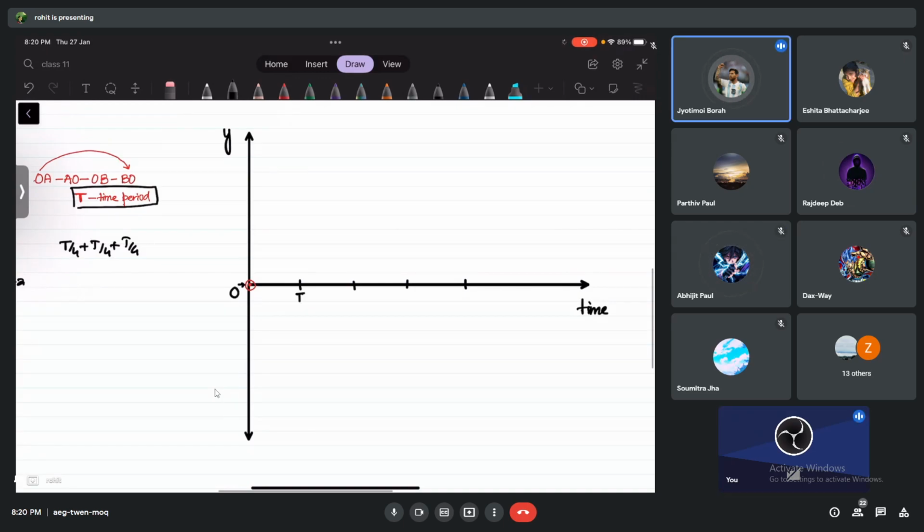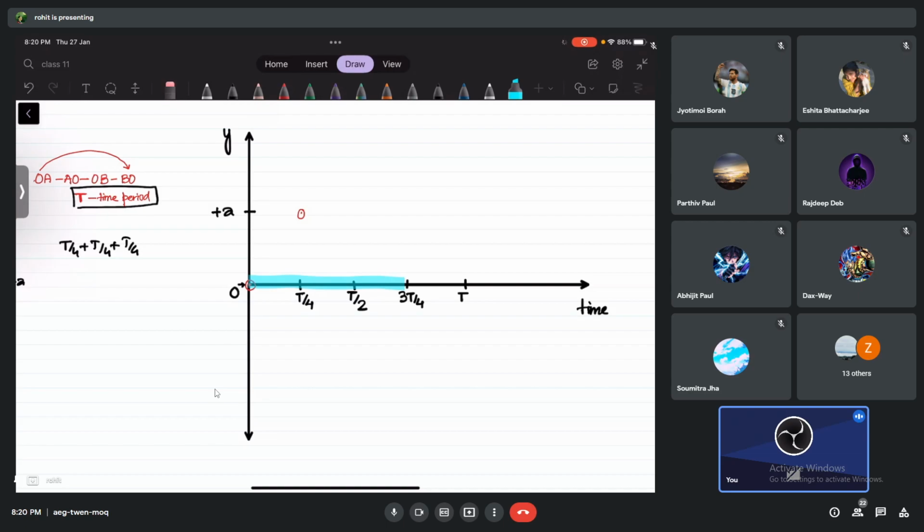Sine. At a time of T by 4, where do you expect the object to reach? Plus A, right? Yes or no? T by 2, 3 times of T by 4, and this is T. Check. I've divided the T into 4 parts. 1 part, 2 parts, 3 parts, and 4 parts. So obviously it's going to reach here, back to the mean position.